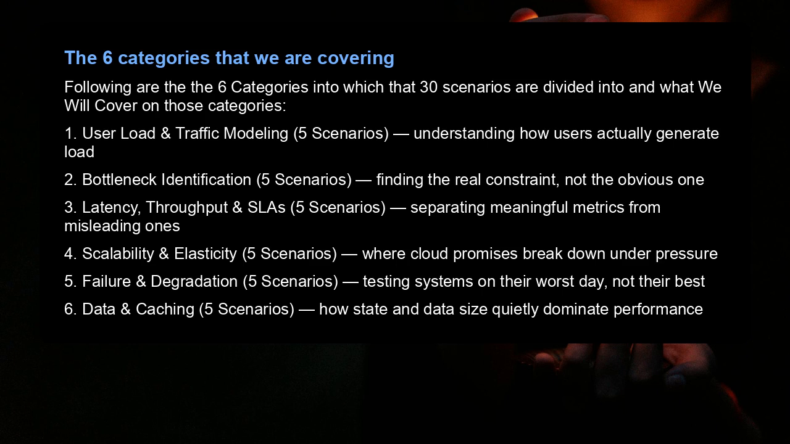3. Latency, throughput, and SLAs, 5 scenarios. Separating meaningful metrics from misleading ones. 4. Scalability and elasticity, 5 scenarios, where cloud promises break down under pressure. 5. Failure and degradation, 5 scenarios, testing systems on their worst day, not their best. 6. Data and caching, 5 scenarios, how state and data size quietly dominate performance.